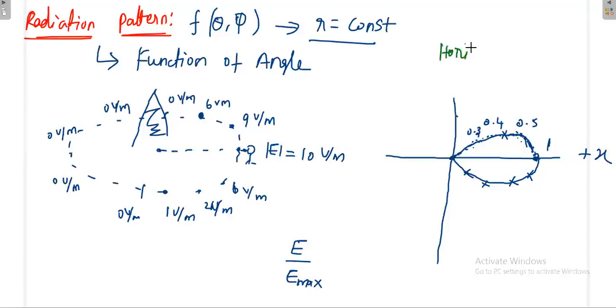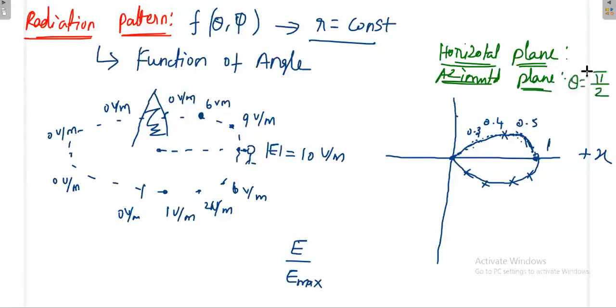What is another name for the horizontal plane? The other name for the horizontal plane is the azimuthal plane. And another name for the azimuthal plane is the theta equal to pi by 2 plane. Please refer to coordinate systems. The base plane, horizontal plane or azimuthal plane can be called the theta equal to pi by 2 plane.